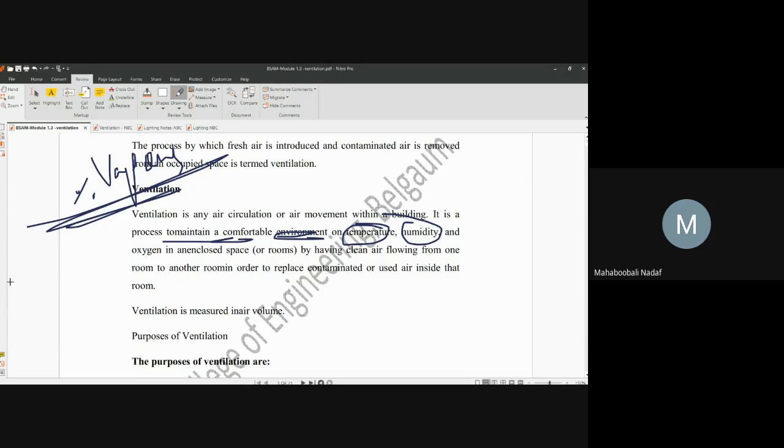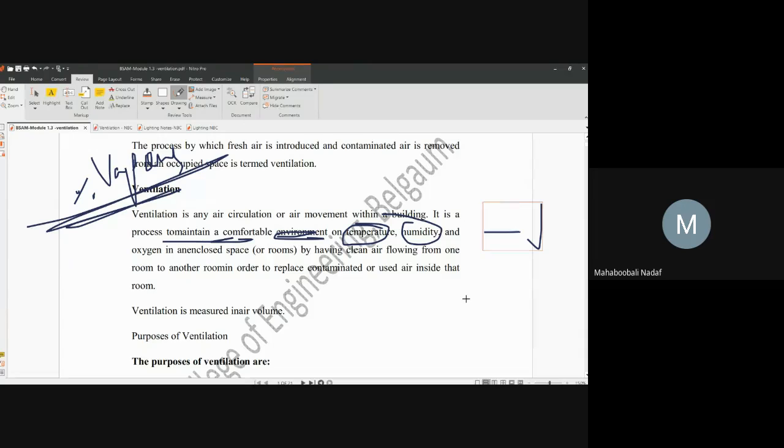In winter, it is less humid. Temperature is less in winter, and humidity is also very less because it is dry. If water vapor is present more, then it will give more effect, more comfortableness. Like that you have to understand.